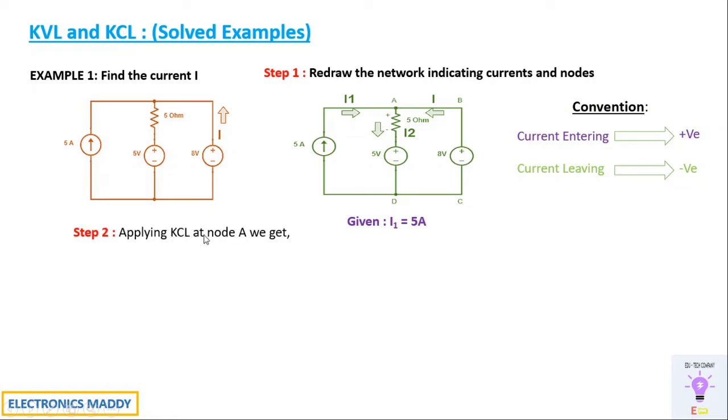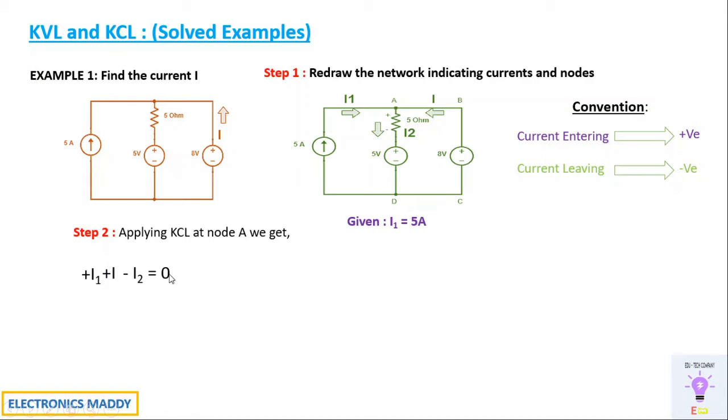First step is to apply KCL at node A. So this is node A, and we will be applying KCL over here. So how do we apply KCL? Current I1 is entering this node, which means we have to take it as positive, so we'll write plus I1. Now with respect to I, it's again entering, so we'll write plus I. And with respect to node A, this current I2 is leaving, so it's negative, so we'll write minus I2. And the algebraic sum of the currents is always equal to 0, according to Kirchhoff's current law.